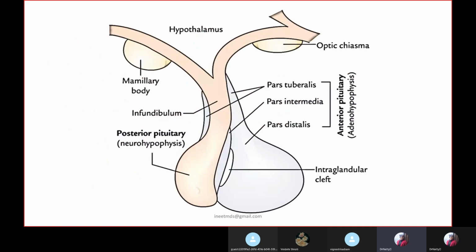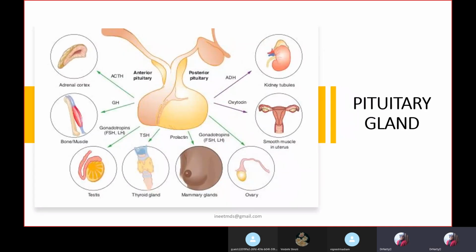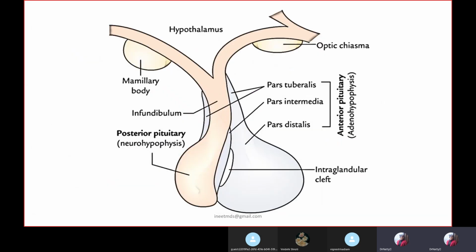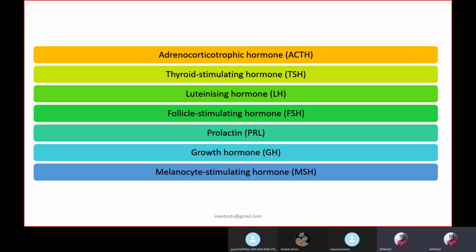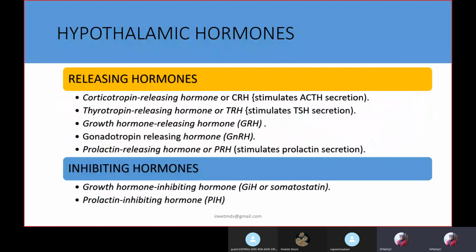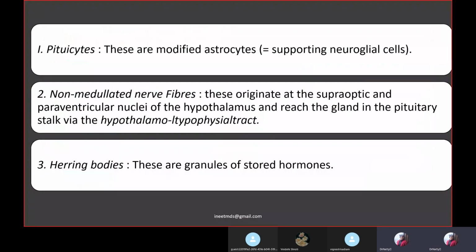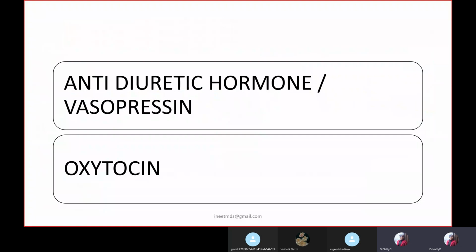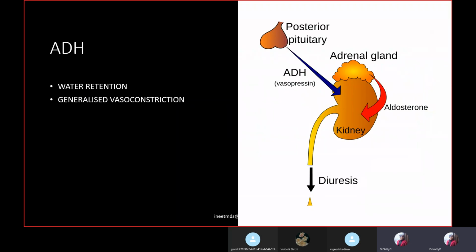for us. So pituitary gland, I'm just running through. Anterior pituitary, you have some hormones, and posterior pituitary, you have some hormones. Just the name of them, if you know, it is more than enough. So from the anterior pituitary, you have ACTH, TSH, LH, FSH, prolactin, growth hormone, and melanocyte stimulating hormone. And then from the posterior pituitary, you have antidiuretic hormone and oxytocin. Just the name is more than enough.